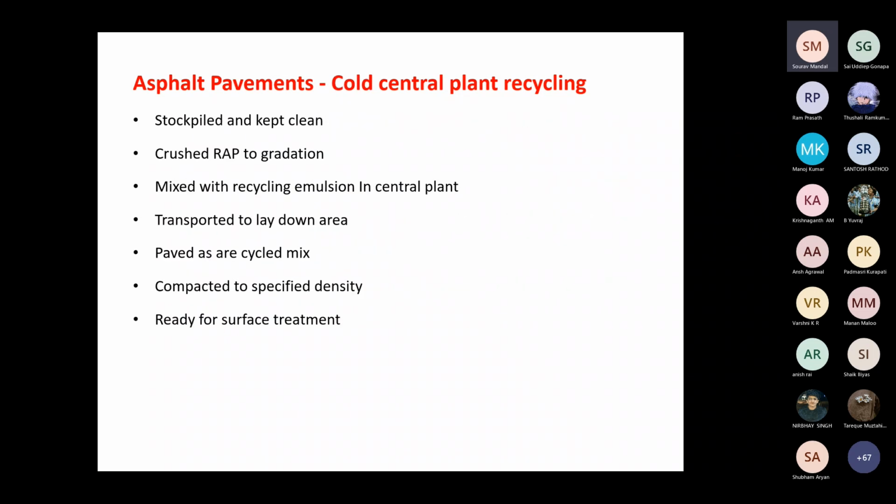And in cold central plant recycling, the stockpiled, clean, crushed RAP is graded and mixed with recycling emulsion in a central plant, not at a high temperature. It is a low temperature, that's why it's cold. Then it is transported to the lay down area, paved, the recycled mix is then compacted to specified density, ready for surface treatment.